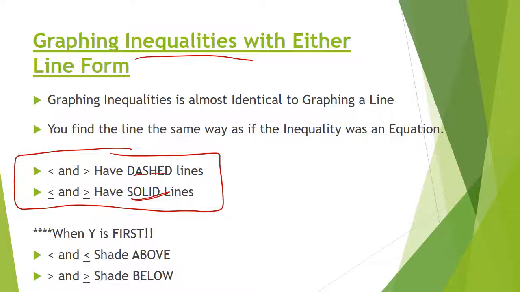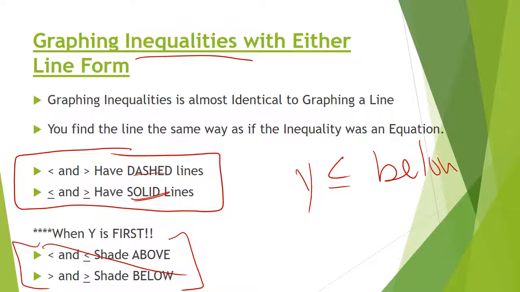So you also have to shade. You always look in respect of y. So if it says y is less, then you shade below. If it says y is greater, then you shade above. Good?